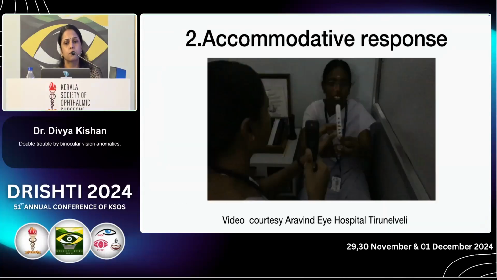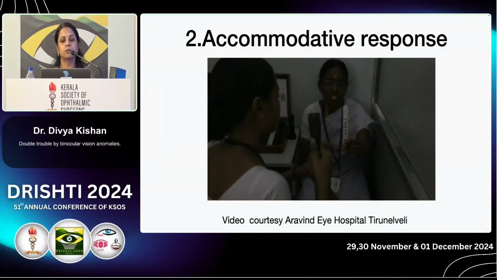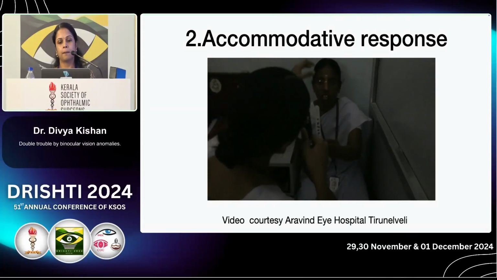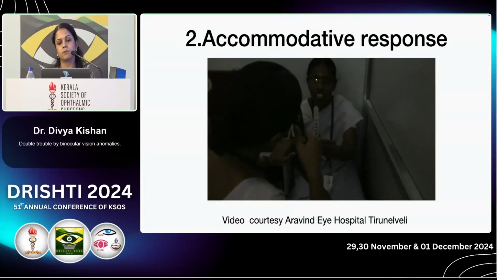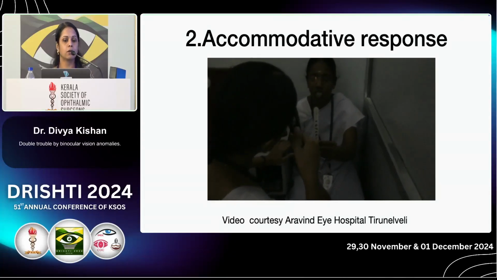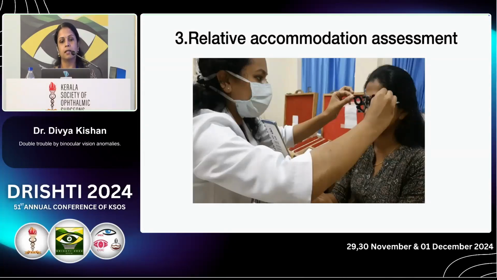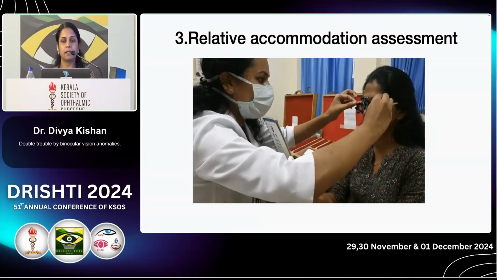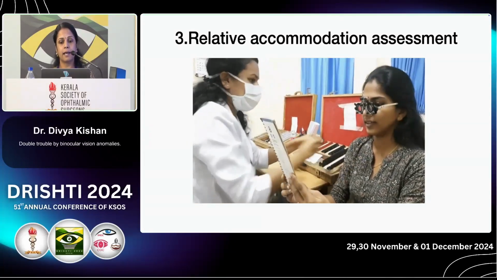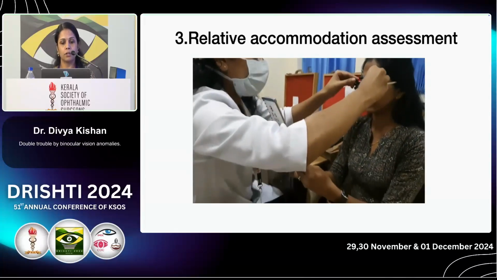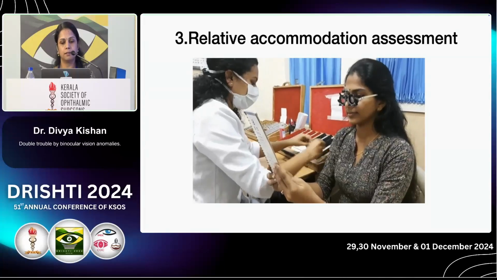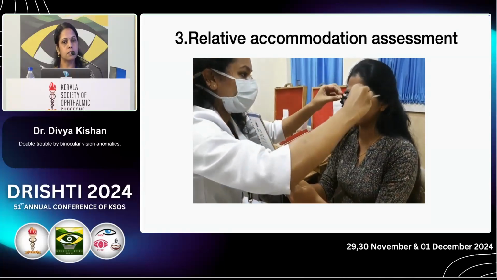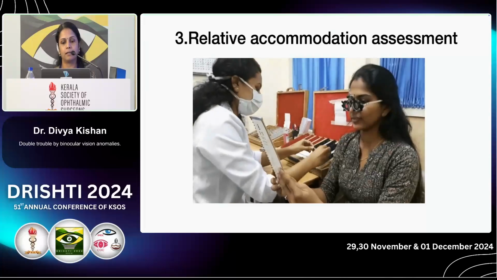Now, accommodative response is done by using the MEM retinoscopy technique, whereby you are neutralizing the reflex at near by using the retinoscope when the patient is reading on an accommodative target. Relative accommodative assessment would be done by serially adding plus lenses in 0.25 sphere add-on, and then you see the first blur. You can check for the positive and negative relative accommodation values.